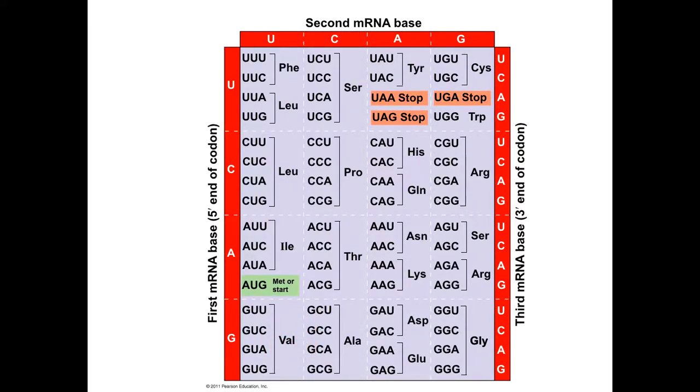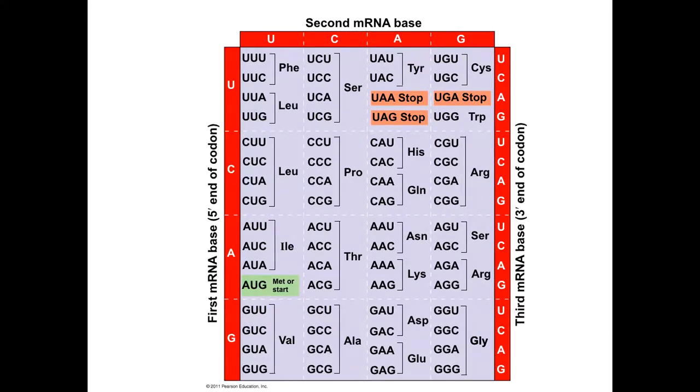Few important things to note here. There's like 64 possible 3-letter combinations, and there's only 20 amino acids. That means that each amino acid might have more than one code that codes for it. This is called a degenerate code. So when we say that the genetic code is degenerate, all that means is that it has synonyms in it. You could have more than one word that means the same thing.